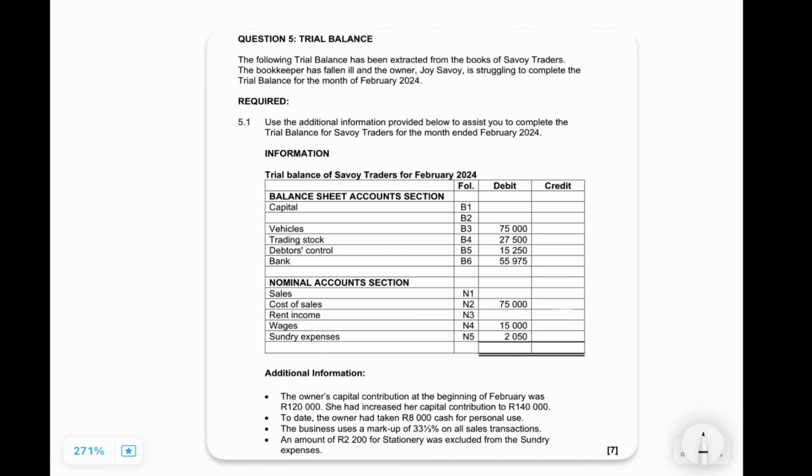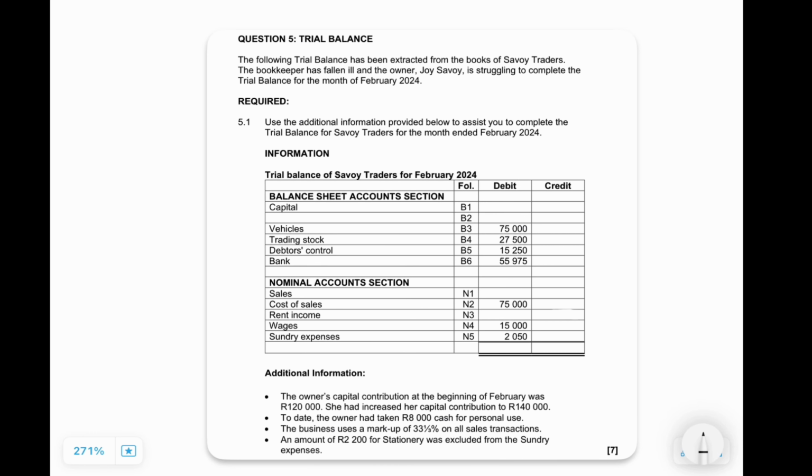In today's lesson, it says the following trial balance has been extracted from the books of Savoy Traders. The bookkeeper has fallen ill and the owner, Joy Savoy, is struggling to complete the trial balance for the month of February 2024. Required: use the additional information provided below to complete the trial balance for Savoy Traders for the month ended February 2024. The information you are given is the trial balance of Savoy Traders for February 2024 and the additional information that you must not forget to read.